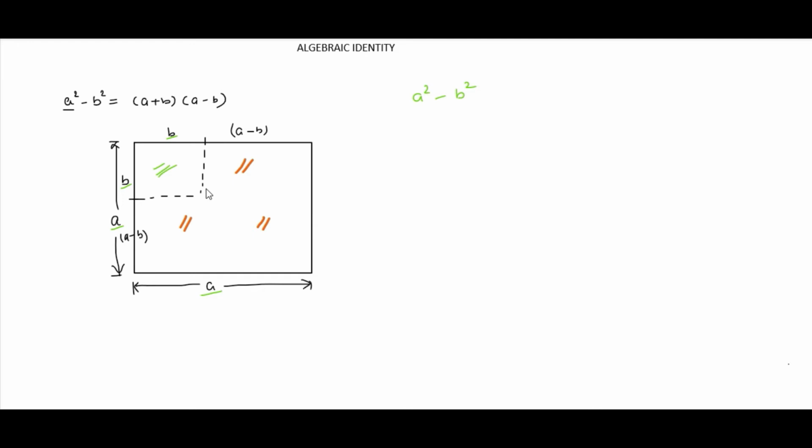Let's divide this into different rectangles. It is rectangle 1 and rectangle 2. So we can say the difference between a square and b square will be the addition of these two rectangles. This side will be a, so the area of rectangle 1 will be a minus b into a. Plus this side will be b, so the area of rectangle 2 will be a minus b into b.